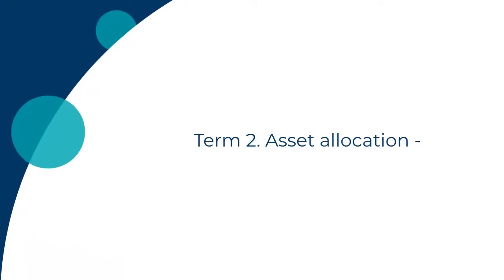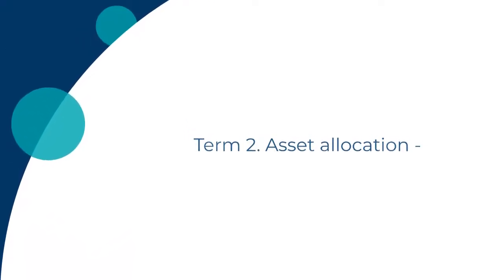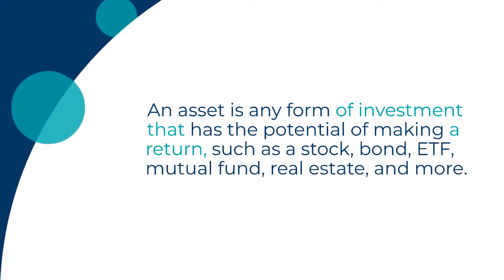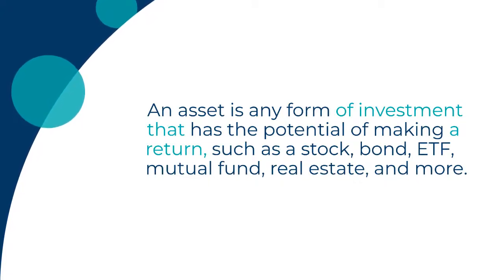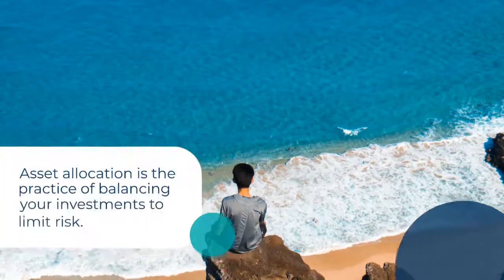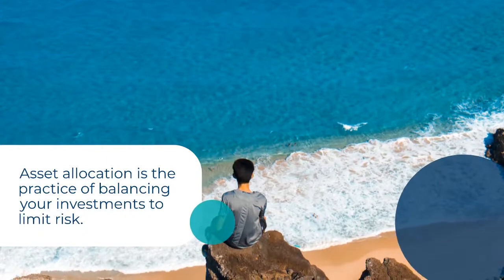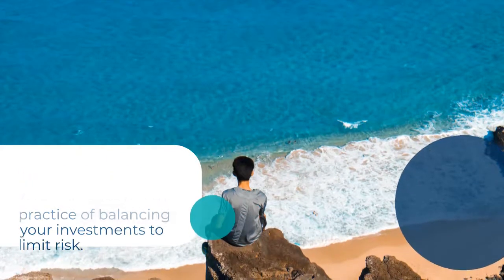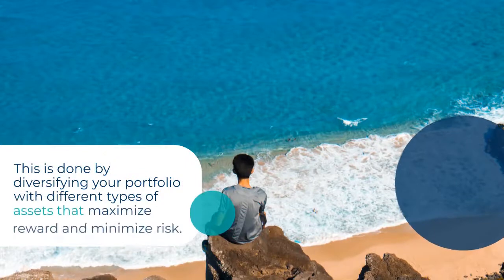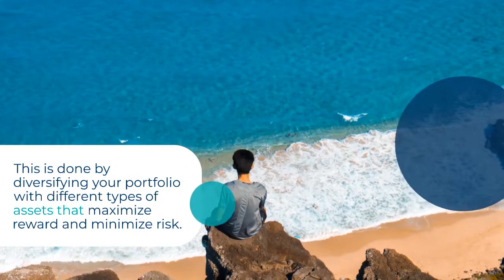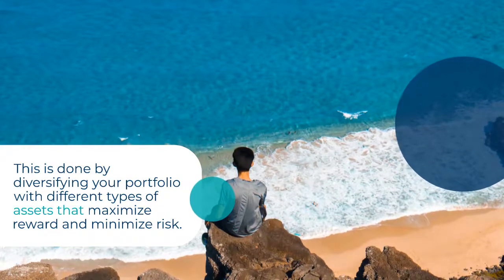Term 2, asset allocation. An asset is any form of investment that has the potential of making a return, such as a stock, bond, ETF, mutual fund, real estate, and more. An asset allocation is the practice of balancing your investments to limit risk. This is done by diversifying your portfolio with different types of assets that maximize the reward and minimize the risk.